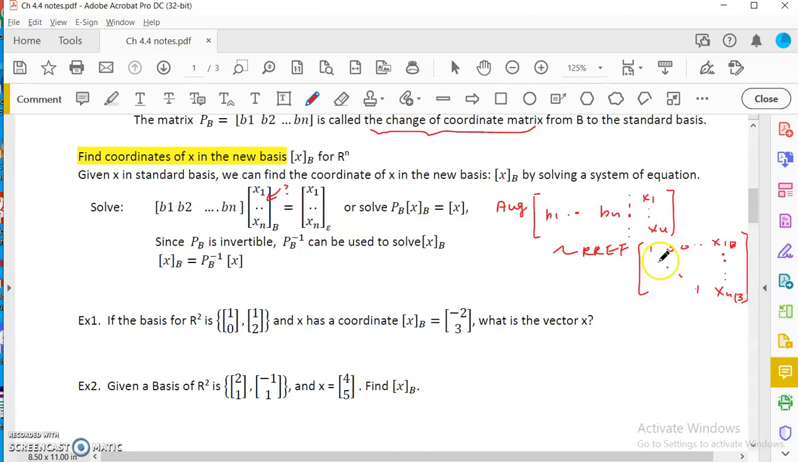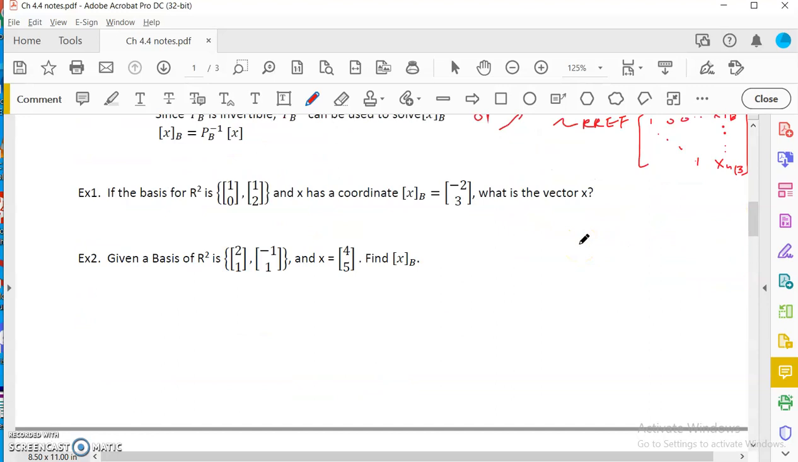So you can use RREF to solve it really quickly, but because this is a matrix multiplication question, you can also find XB directly by doing the change of basis matrix inverse times X itself. So this is an alternative method, either by multiplication or by solving using the augmented matrix and RREF.